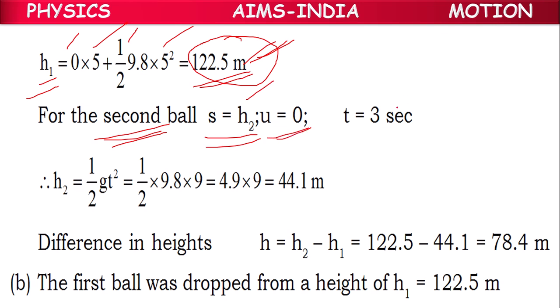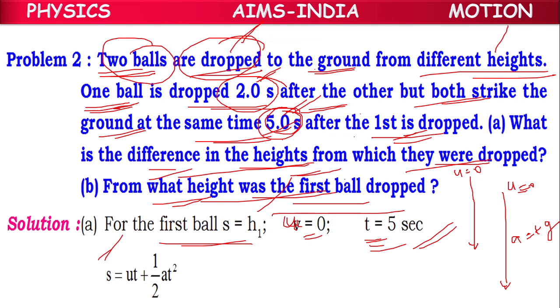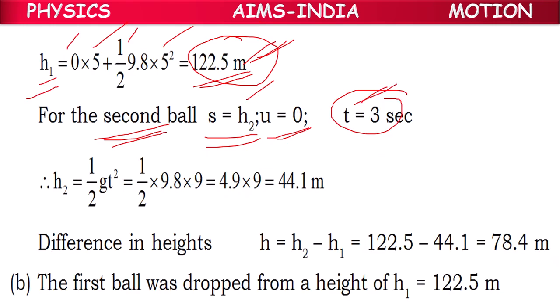Initial velocity is 0. But here, one ball is dropped 2 seconds after the other. But both of them reached at 5 seconds. Means second one has taken only 3 seconds time to reach the ground. So let's substitute values here. Its value 44.1 meter will come.